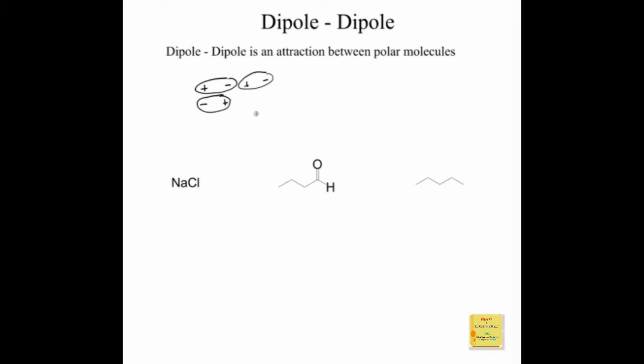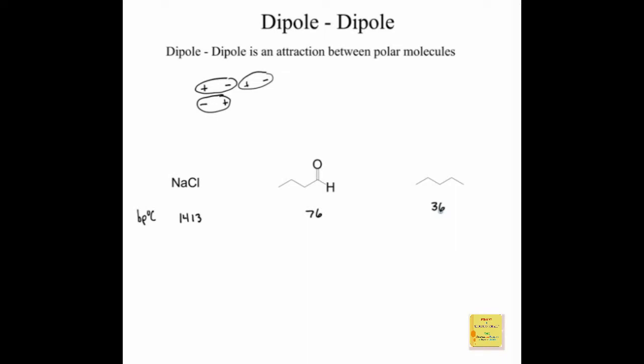So let's look at a series of compounds here. How about the boiling points of sodium chloride? This has a boiling point of 1,413 degrees C. This next molecule has a boiling point of 76, and this last one has a boiling point of 36. So let's see if we can use the concept of dipole-dipole interaction to explain this.